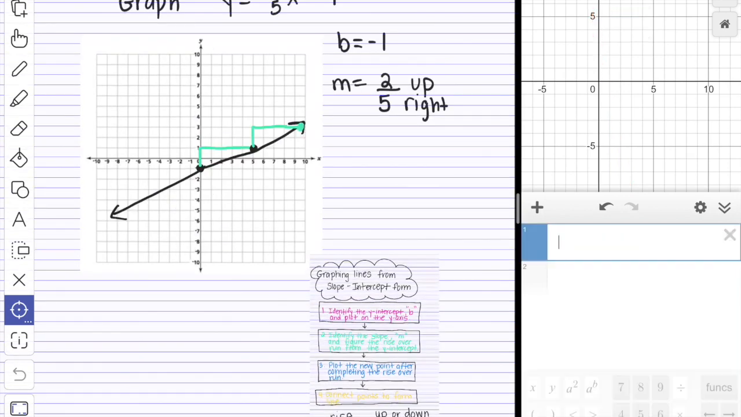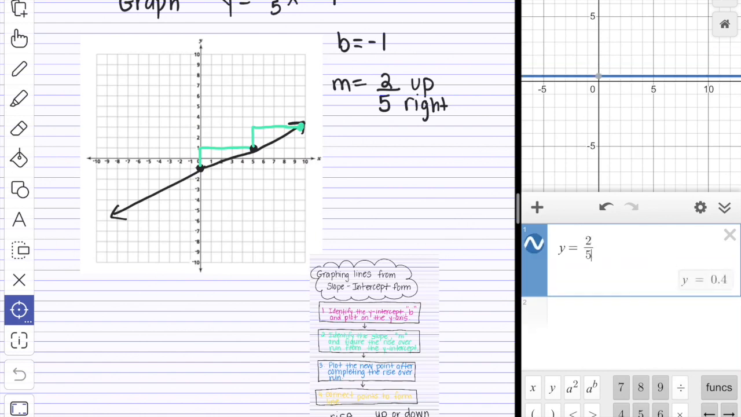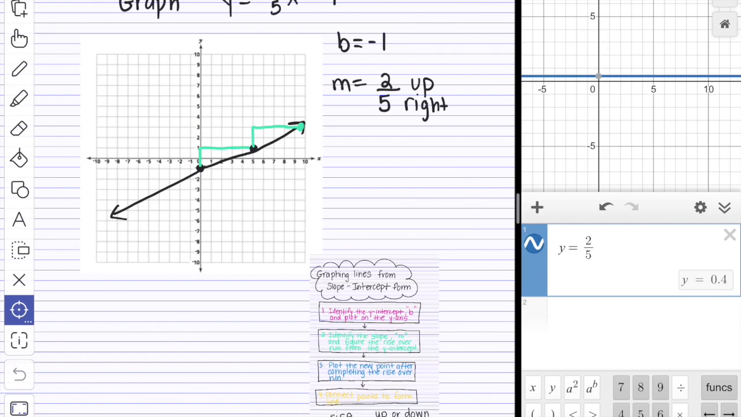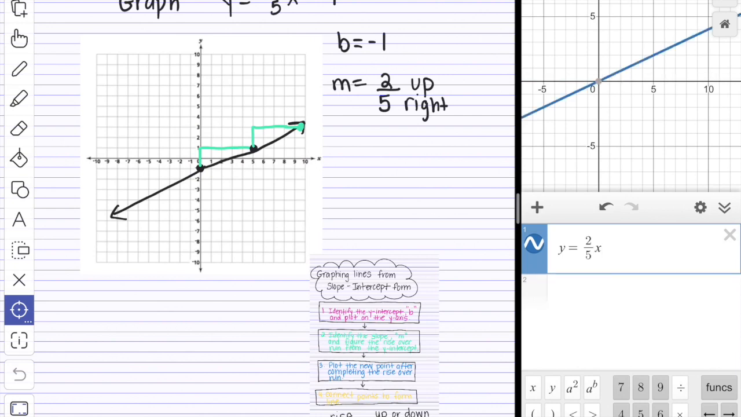Also, I have the next one, so I'm going to clear that out. I have y equals 2 over 5. Now, if I type x right now, the x is in the denominator, and that does not create a line. So we're going to delete that. We're going to hit this arrow that's in the bottom screen that's going to move my cursor out of the denominator to the right. And now we're going to type x minus 1.